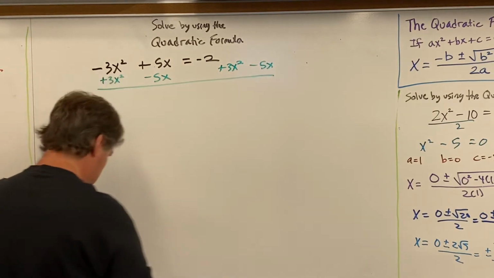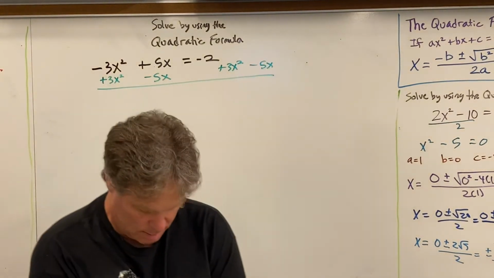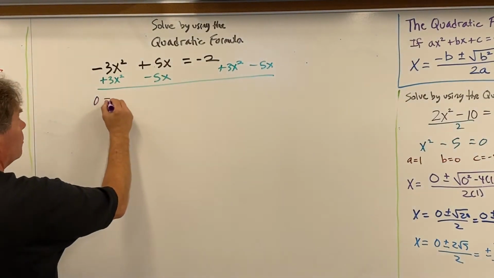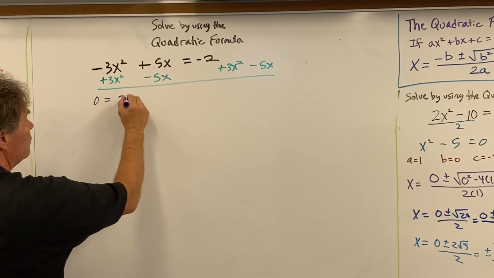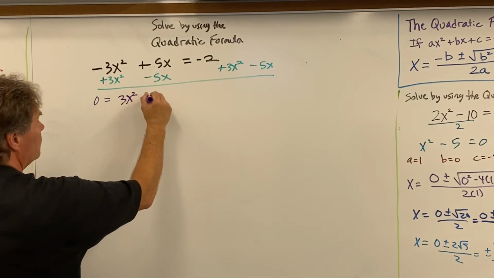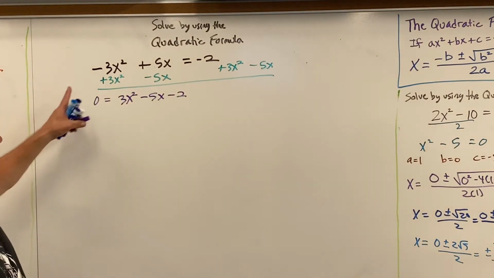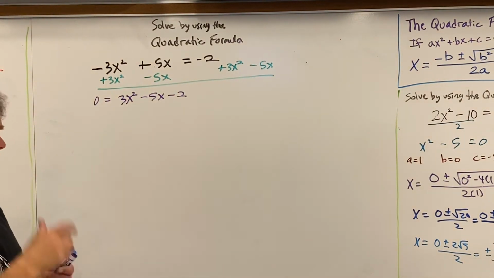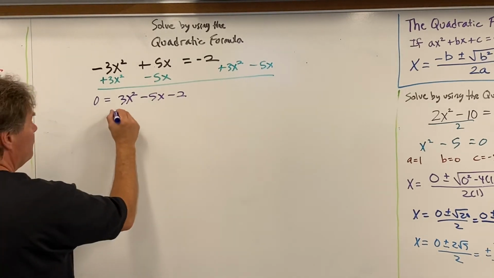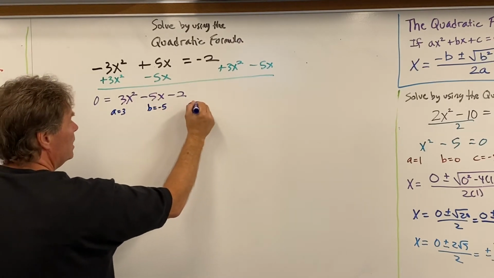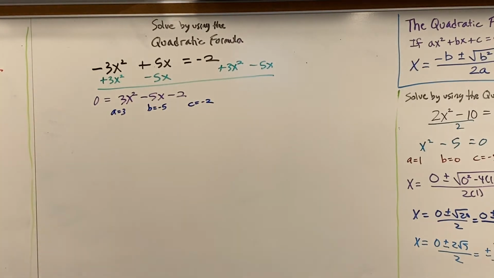That's going to give me 0 equals 3x squared, positive, minus 5x minus 2. It doesn't matter which side of the equation the 0 is on, okay? This is fine. So now I can say A is 3, B is -5, C is -2, and put it into the quadratic formula. That's going to be easy enough.